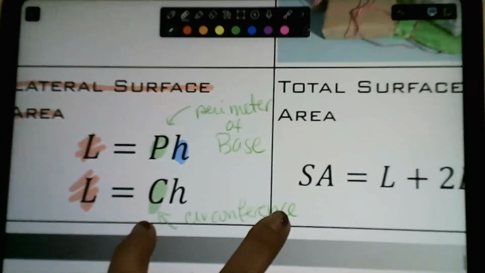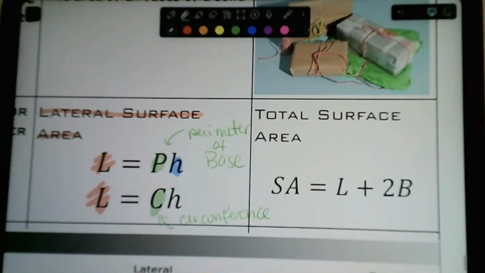Here are your formulas. I've put prism and cylinder together because the formulas are identical. The lateral surface area is you take the distance all the way around the base and multiply it by however tall your prism stands. In polyhedrons, that distance all the way around is called perimeter. In cylinders, that distance all around is called circumference.